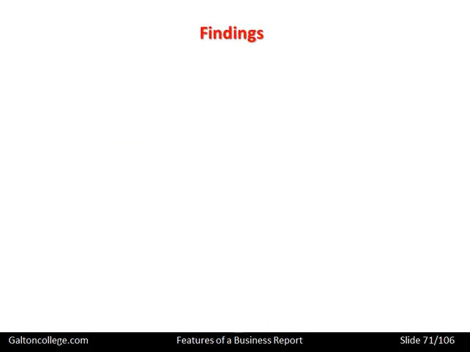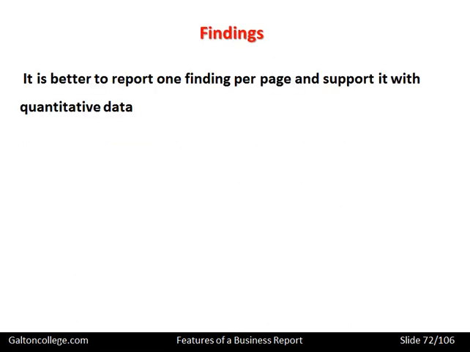Now the findings. It's better to report one finding per page and support it with quantitative data. Depends, of course, on the nature of the project. It depends on the topic and the structure of the project and so on. But perhaps one finding per page is too extreme. Perhaps just make a paragraph about one finding and discuss its implications and how it was found in a separate paragraph.